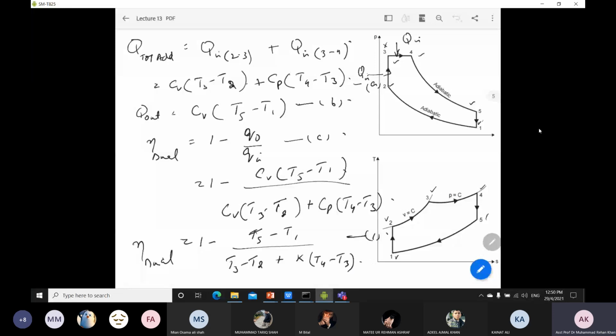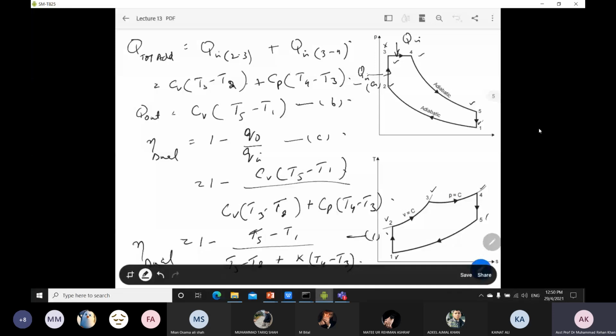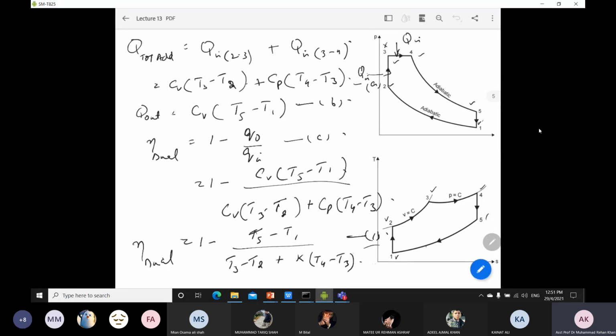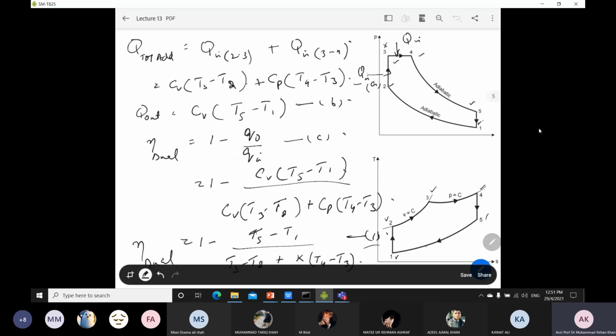This is the equation in terms of temperature. If we have the temperature values, we can easily find the efficiency of the dual cycle using this type of relation. But here we have to make one equation which is a function of compression ratio and cutoff ratio, as we already developed in the diesel cycle case. So in this case also we will develop a similar equation. Note down equation number 1 and remember it, because we have to use it for the next part as well. Then I'll move towards the next part.